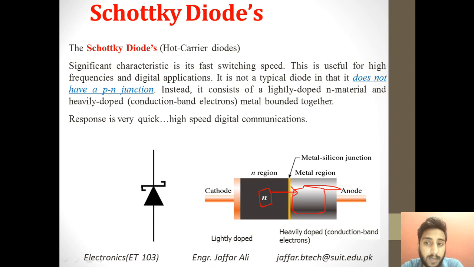This diode is used for fast switching because it is not a typical diode and it does not have a p-n junction. It consists of lightly doped n material and a heavily doped metal bounded together. So this is the metal region, and the benefit of using this diode is that you get very quick response. The quick response is the thing that you need in your high speed digital communication circuits.